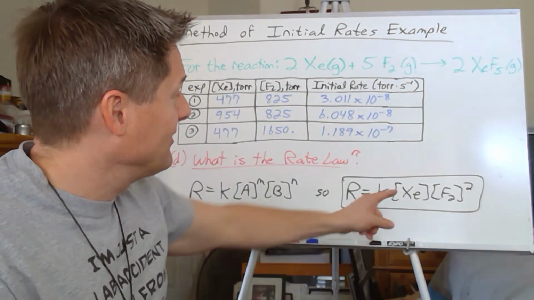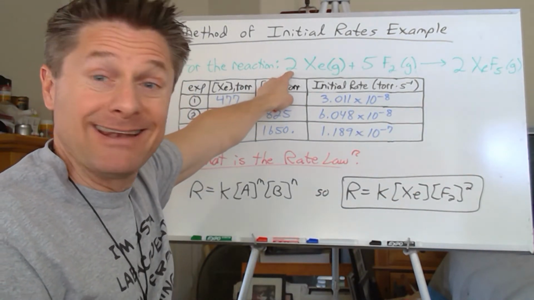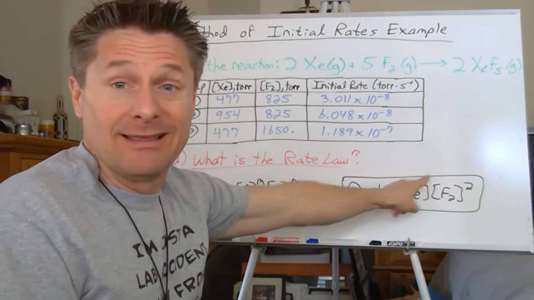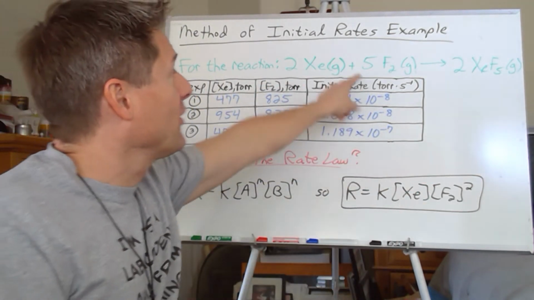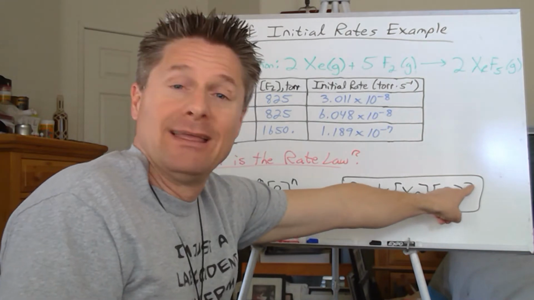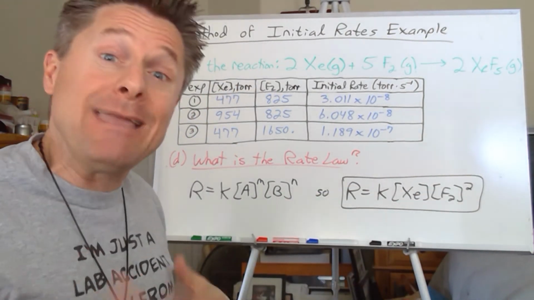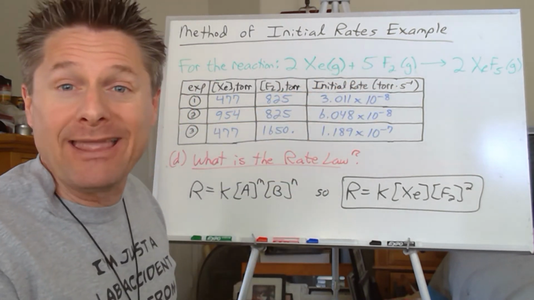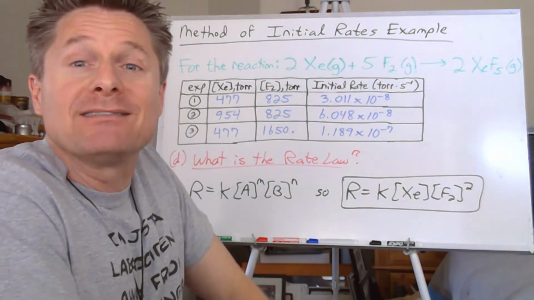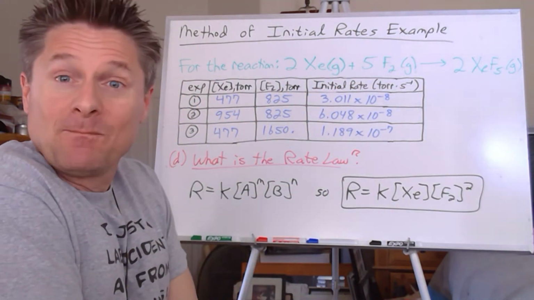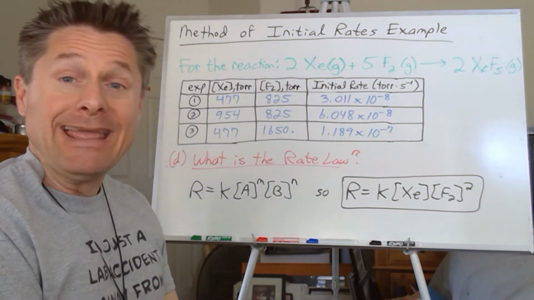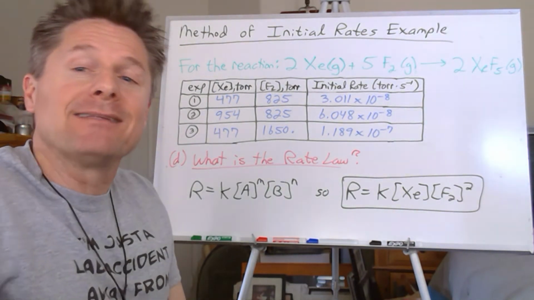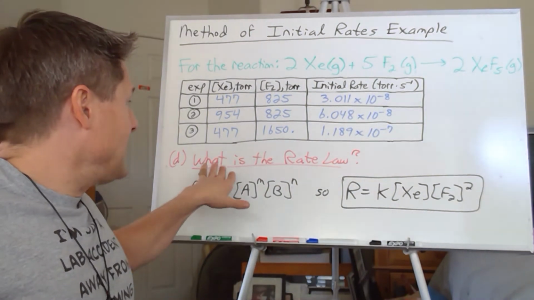Third order. Now, obviously, the coefficient in front of xenon is a 2. Well, the exponent's not a 2, it's a 1. And the coefficient in front of the fluorine is a 5. The exponent's a 2, not a 5. That's why I keep saying over and over and over that m and n are not necessarily going to be equal to the balanced stoichiometric coefficients from the balanced equation, right? It could be, but more often than not, it's not going to be. All right, so that's A, B, C, and D.